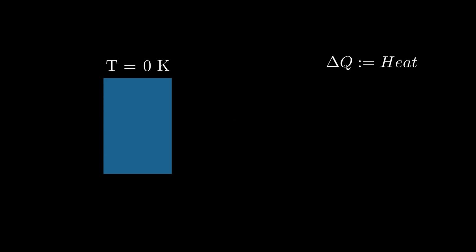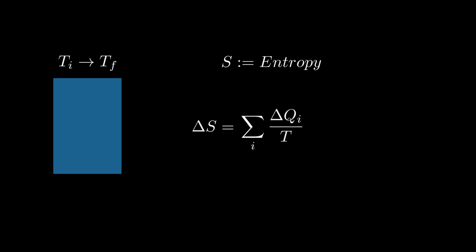For most solids, the change in heat is directly proportional to the change in temperature. We define the proportionality constant to be the heat capacity. So that's heat and heat capacity. What's entropy then? Entropy is a measure of microscopic disorder. The change in entropy is calculated by adding up all the small changes in heat over temperature. That is, taking the integral of dQ over T.